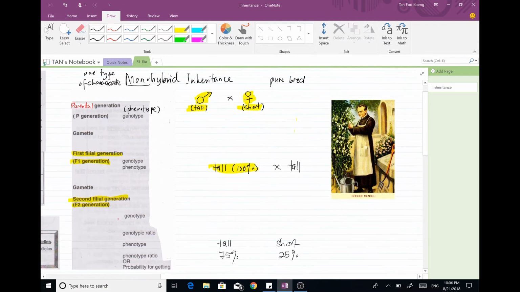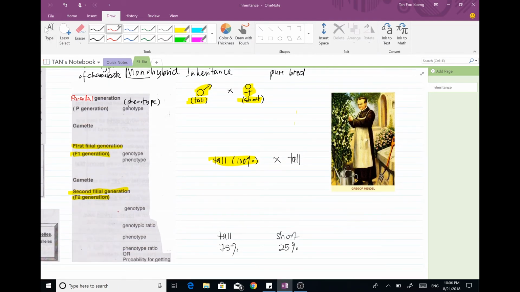There are 2 observations here. The first observation is why F1 are all tall, and the second observation is why, when we cross the F1 generation with another F1 generation, which is also tall, we get 75% tall and 25% short. So luckily he was also a very good mathematician. He tried to work it out mathematically. That's why he came to this conclusion. So what was his conclusion?